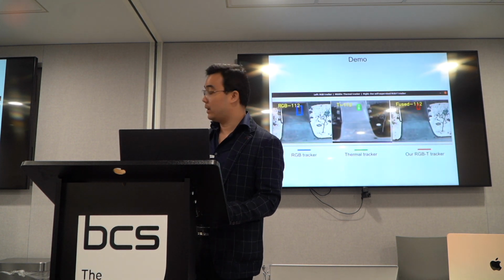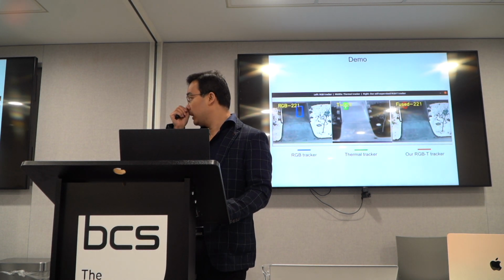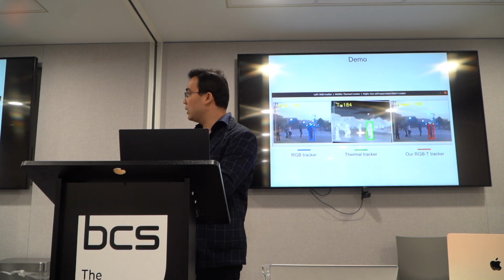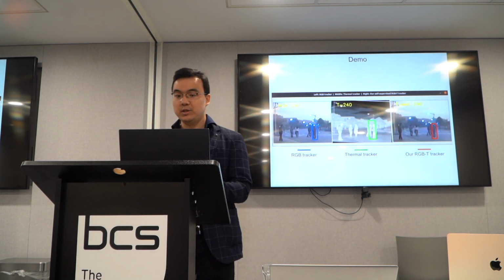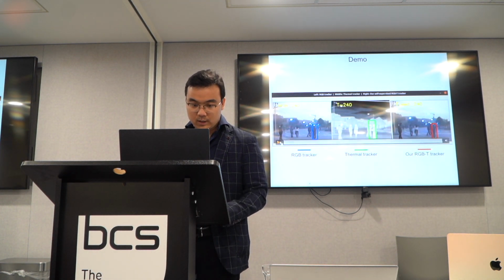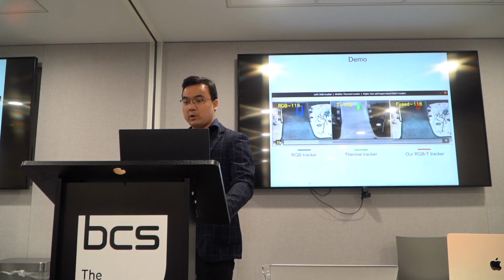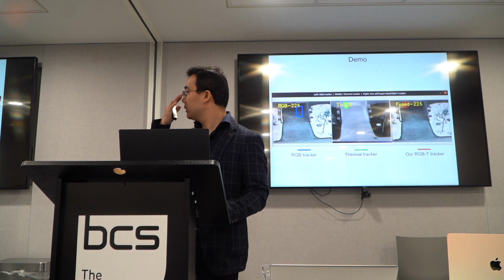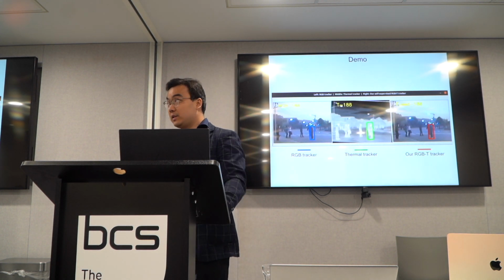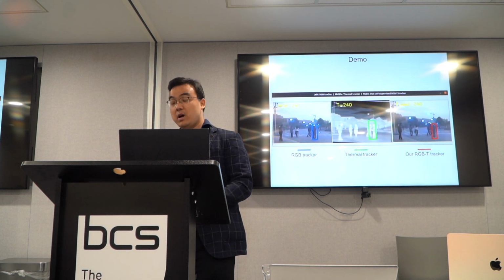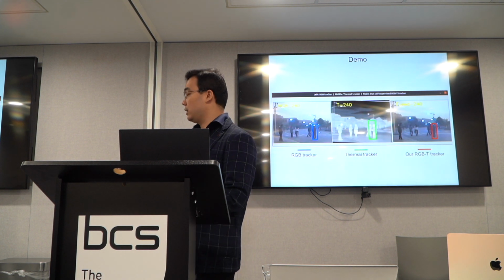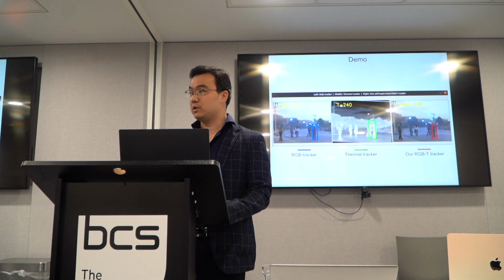This is the demo of our tracker. As you can see, sometimes the RGB tracker fails, sometimes the thermal tracker fails, but our self-supervised RGBT tracker can track all these targets very well. I will show them again. Our tracker is more robust, considering the different lighting conditions or other factors that affect the tracking performance of either the RGB tracker or the thermal tracker.